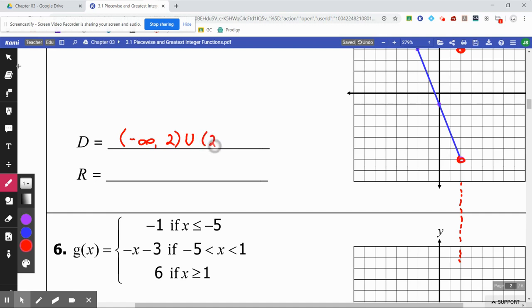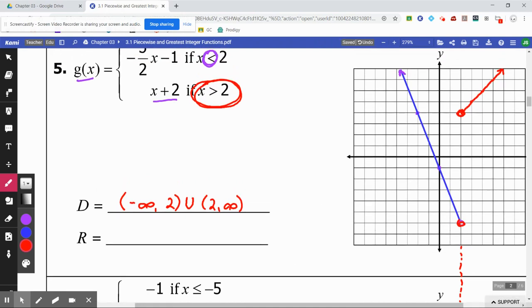Or any value from 2 to infinity, not including 2. So that's a funny way of saying x isn't 2. X is everything except for 2, but x is not 2. Now let's look at your y values for your graph.